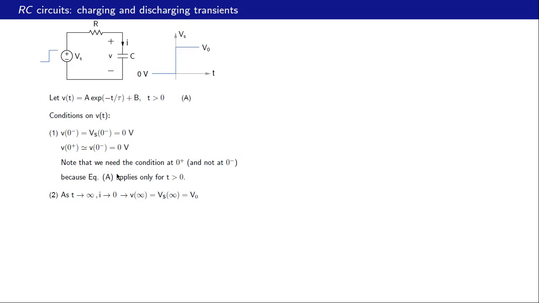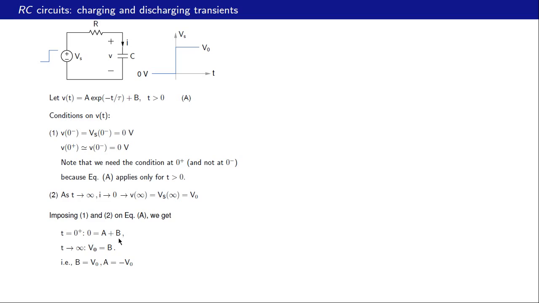We can now use these two conditions, V at 0 plus equal to 0 volts and V at infinity equal to V0, to obtain these constants A and B. So at 0 plus we have V equal to 0. So we put 0 over here. This e raised to minus t by tau is 1. So therefore we have 0 equal to A plus B, like that.